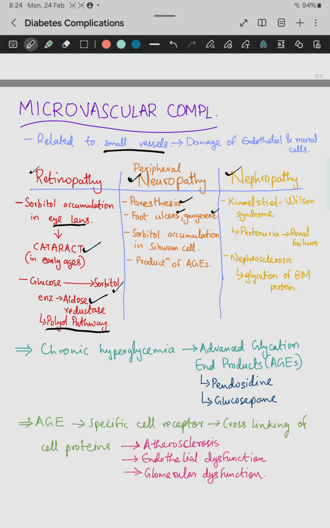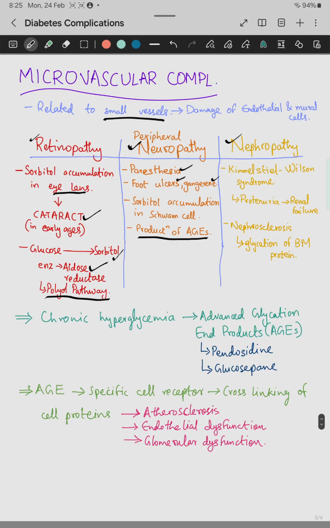These are seen in peripheral neuropathy, and it can also be due to the production of advanced glycation end products, that is AGEs. So a short note about AGEs. Chronic hyperglycemia, that is increased glucose concentration in our body for a longer period, leads to the production of advanced glycation end products. Some examples are pentosidine and glucosepane.